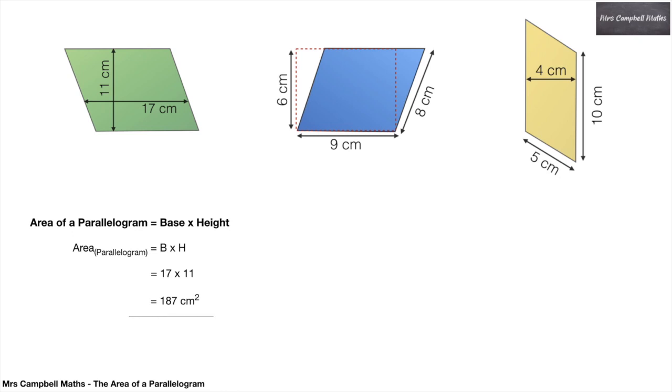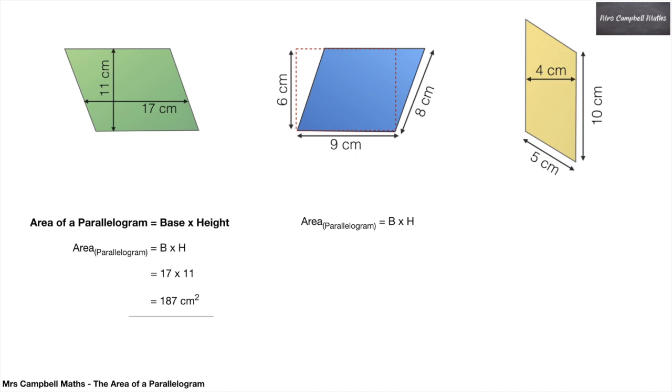So there are three lines of working. You write your formula down, then you decide what is your base, what is your height, you put them into your formula, you do your calculation, and you remember that it is square units because it's an area. Now let's look at the second one. We would start by writing our formula down. It's a parallelogram. So the area of a parallelogram is base times height.